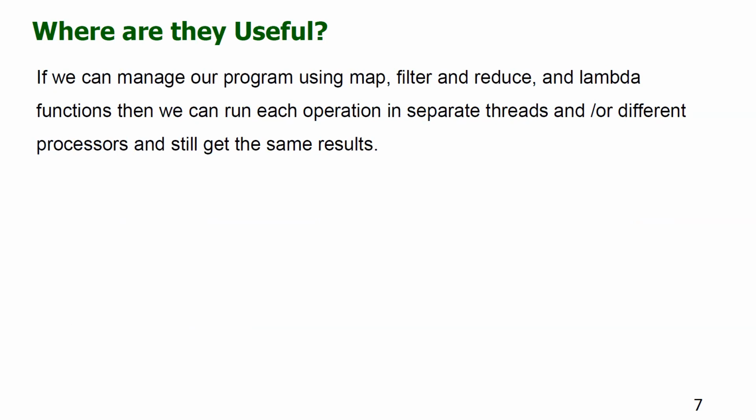If we can manage our program using map, filter and reduce and lambda functions, then we can run each operation in separate threads and/or different processors and still get the same results, like relational database queries.